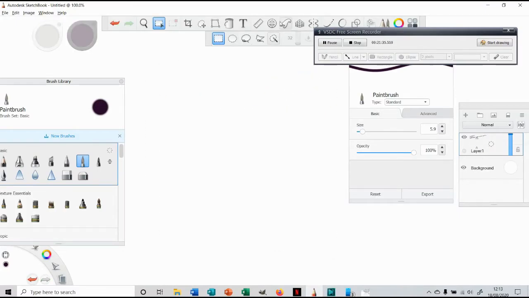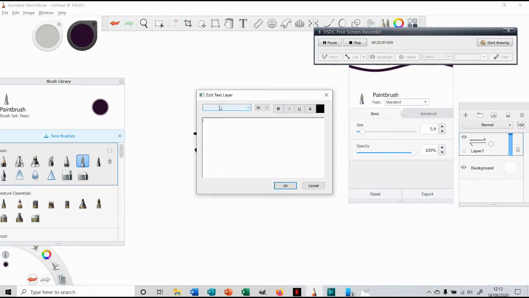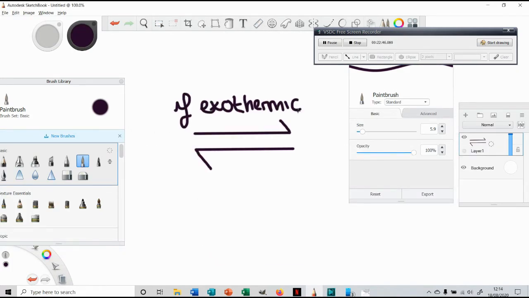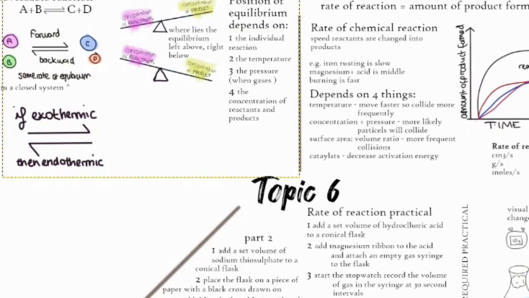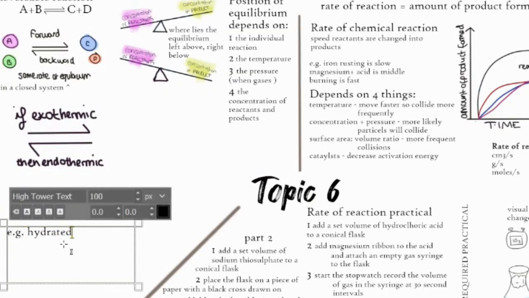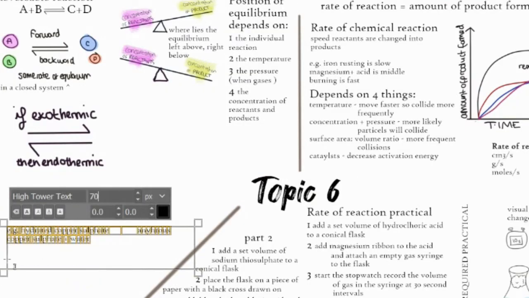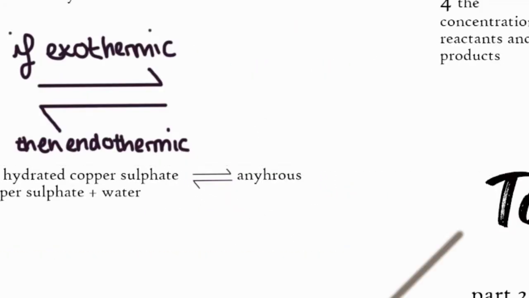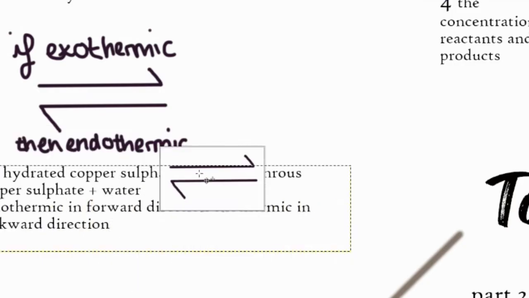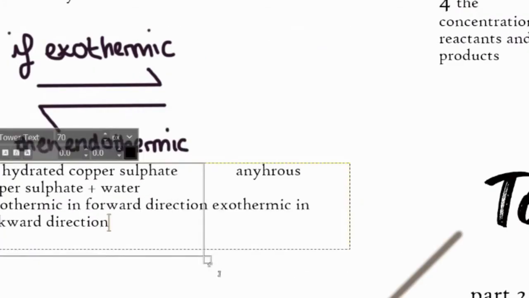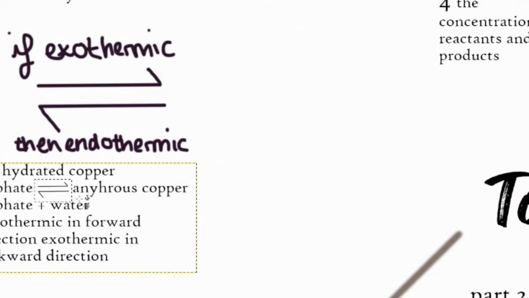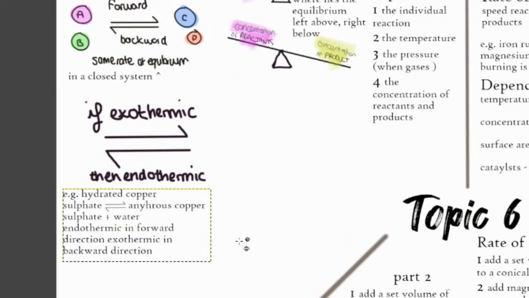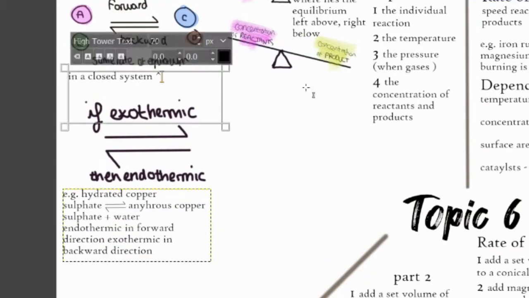In reversible reactions, if the reaction one way is endothermic, the reaction the other way is exothermic. The energy given out or taken in on either side of the equation is equal. E.g. hydrated copper sulfate can make anhydrous copper sulfate plus water. It is endothermic in the forwards reaction and exothermic in the backwards reaction.